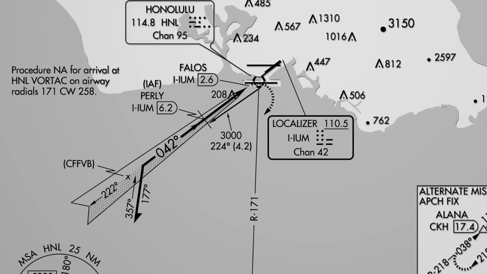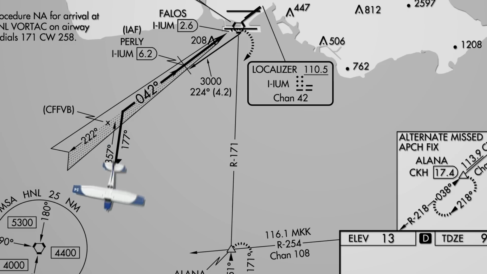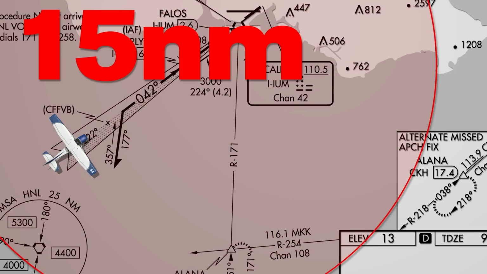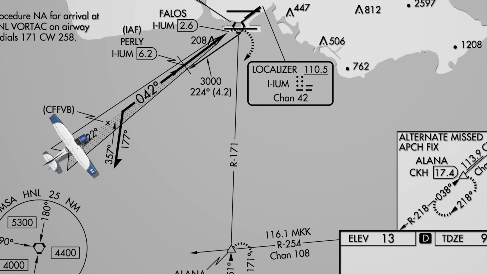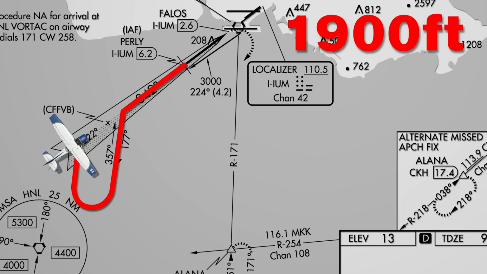You will either be radar vectored to the final approach course, or you'll need to complete a procedure turn. In this instance, let's say you received a clearance to fly the approach starting from the initial approach fix of Pearly, where you'll then proceed outbound on the localizer. You must fly your outbound leg in your procedure turn to remain within 15 nautical miles of Pearly. Over Pearly, descend to be at 1,900 feet by the completion of the procedure turn.